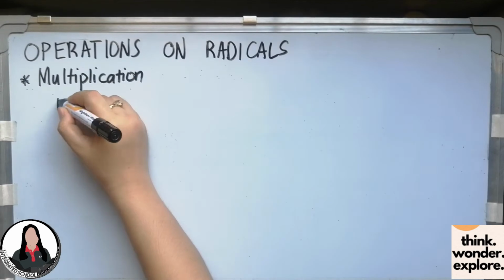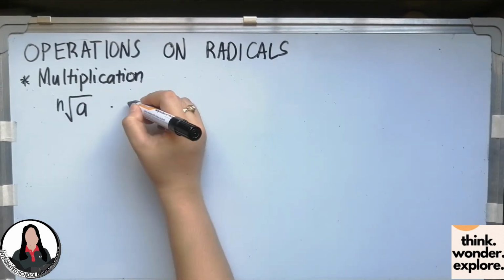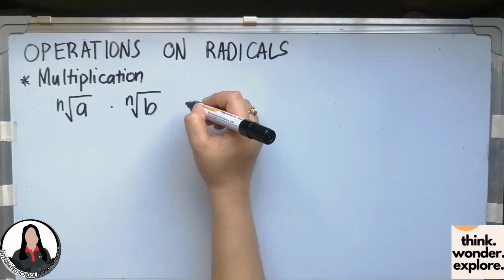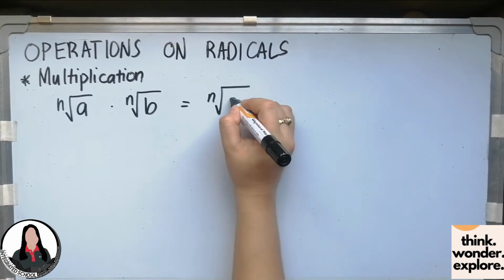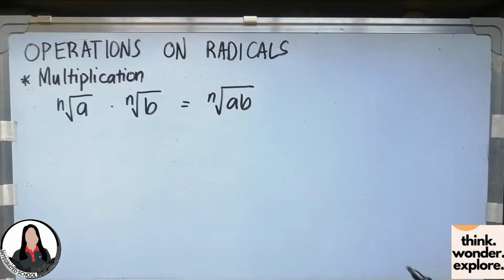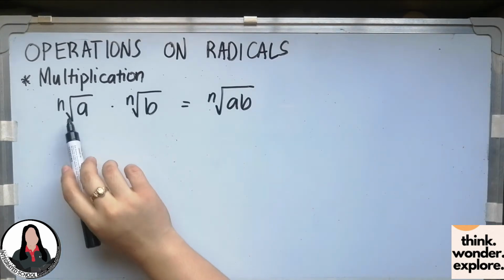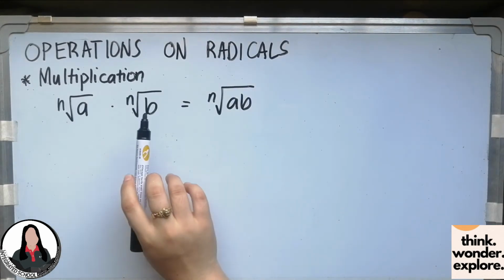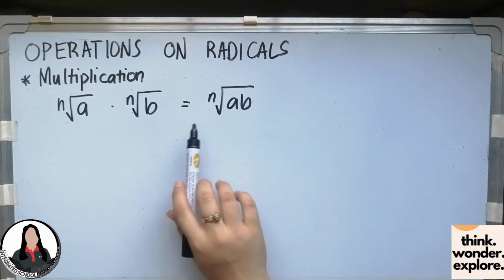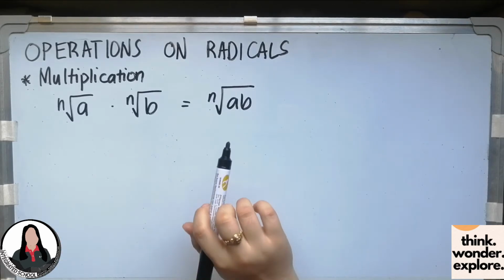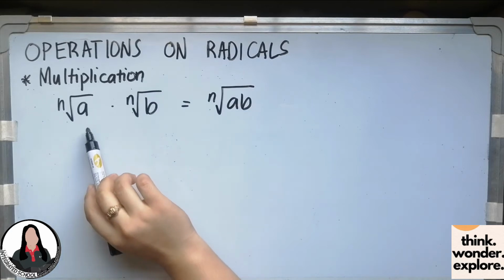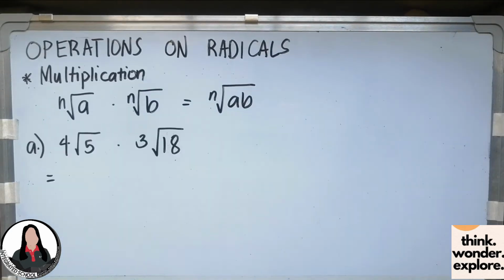We have nth root of A multiplied by the nth root of B is equal to the nth root of AB. Okay? I just want to reiterate that this is applicable when the indices are the same. So, if the two terms have the same indices, then therefore, pwede natin siyang isulat sa iisang radicand and then we multiply the radicands.